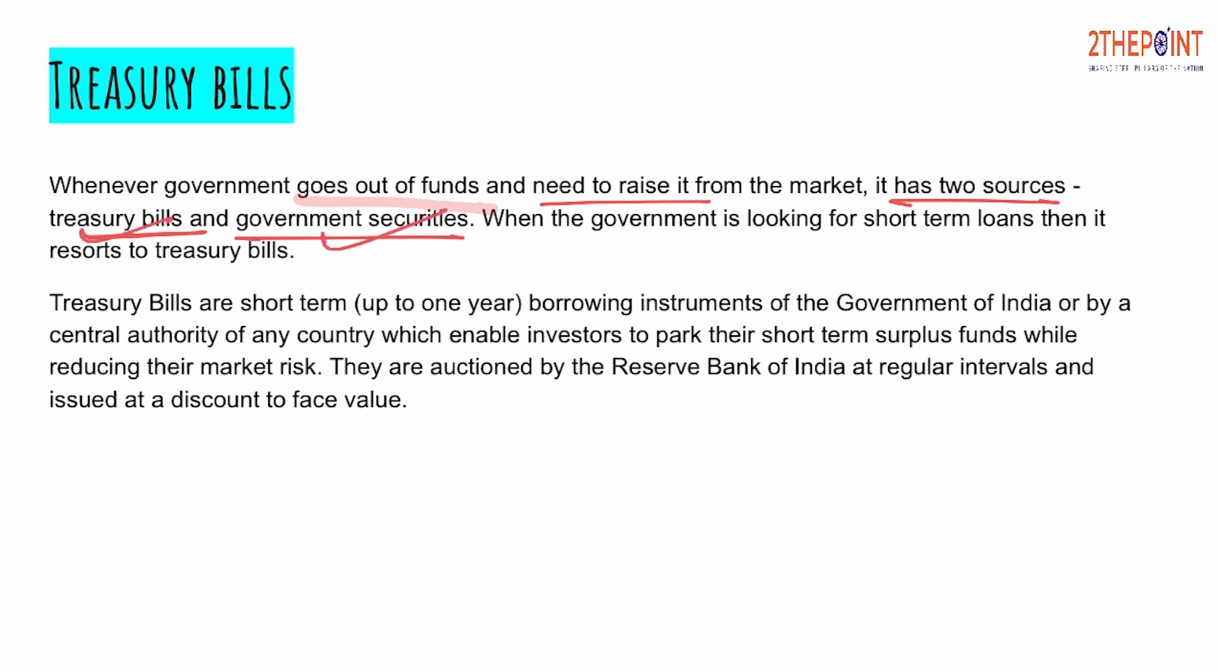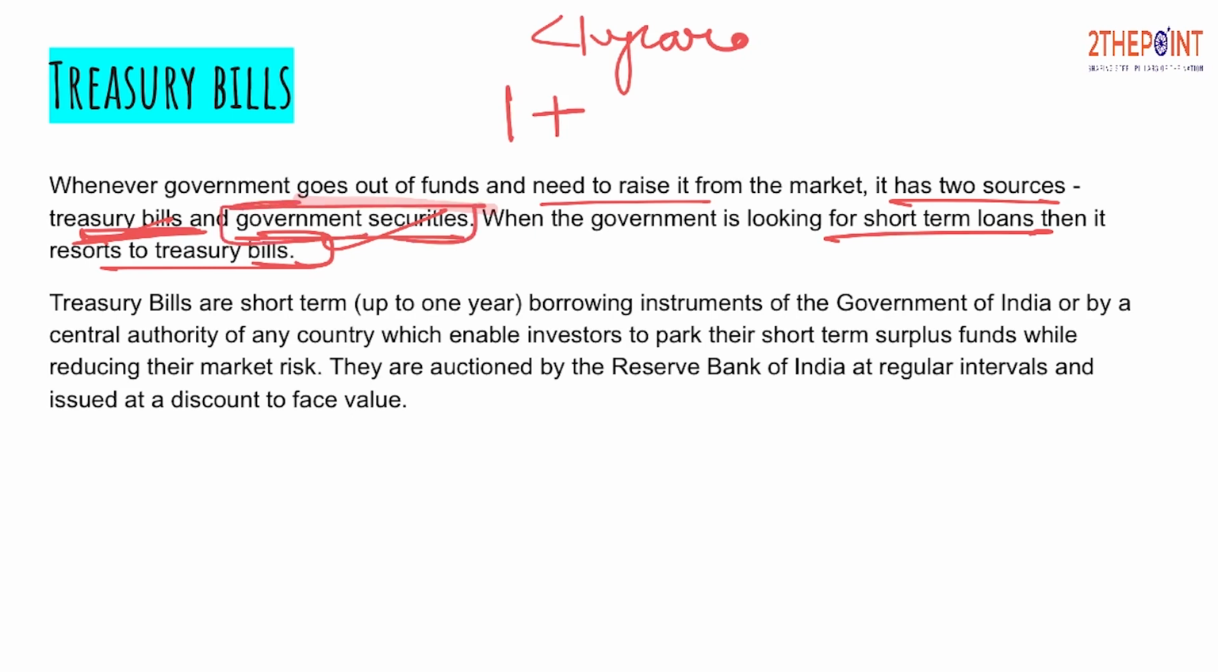So when the government is looking for short-term loans, then it resorts to treasury bills. Basically the difference lies here only, that these treasury bills have a maturity of less than 1 year. So whenever the government is in need of short-term funds, it goes for treasury bills, and if it is 1 year and above, it goes for the government securities, or what are called the dated securities.